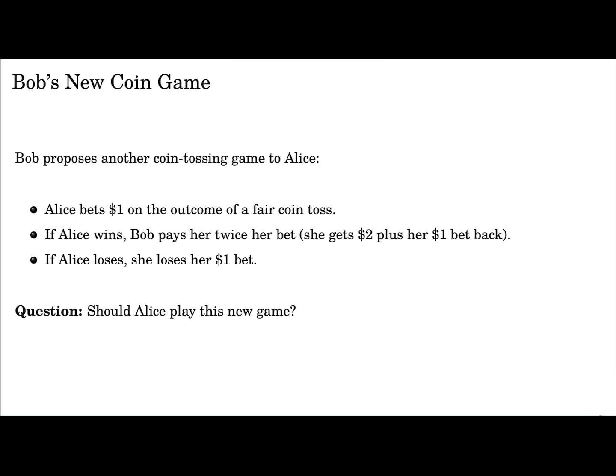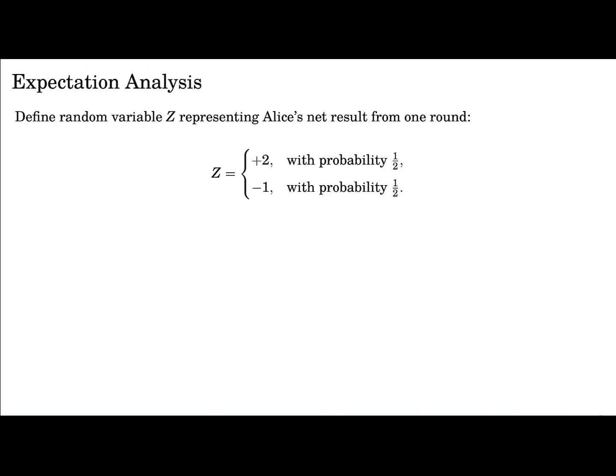So the game is different from the first coin game. In the first game, Alice had negative expected value. Here we're going to see that the payoff is going to be better. And so of course we'll have that question: should she play this game? Let's look at this from the expectation analysis.